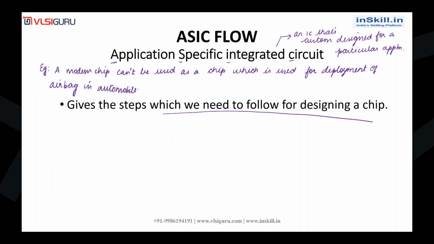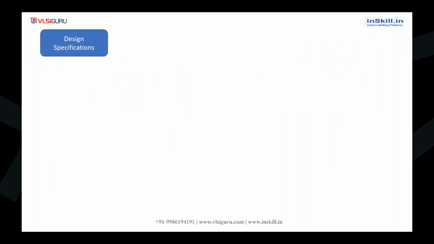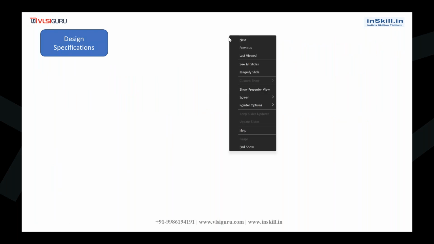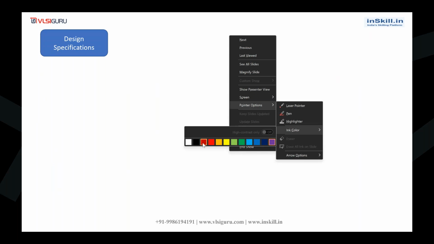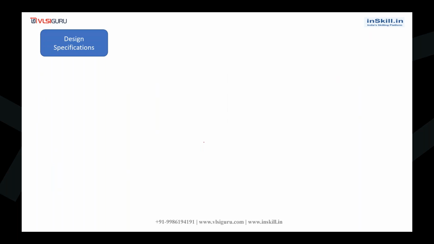Okay. So the first step will be the design specification stage. In the design specification stage, based on the application for which we are designing the chip, certain specifications like how many memory modules, processors, sensors are required, what has to be the power, such kind of specifications will be decided during the design specification stage.